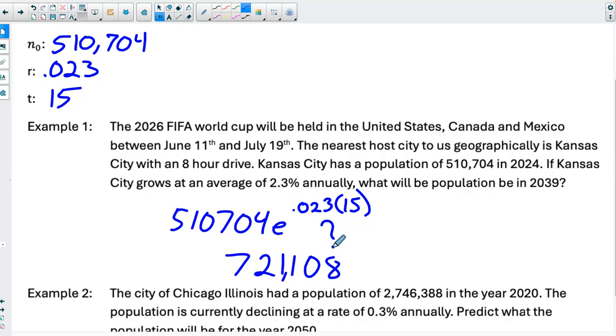Do we like that answer? Why not? I don't know if I really like that answer. Should we have decimals? No, because we're talking about people. You get something else to do?